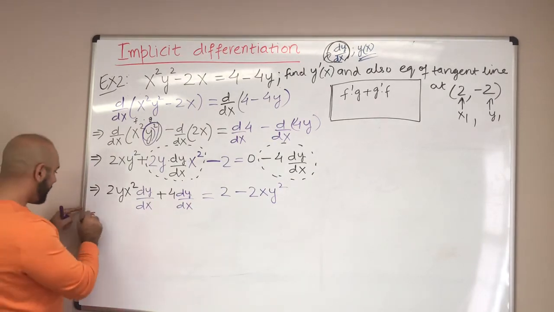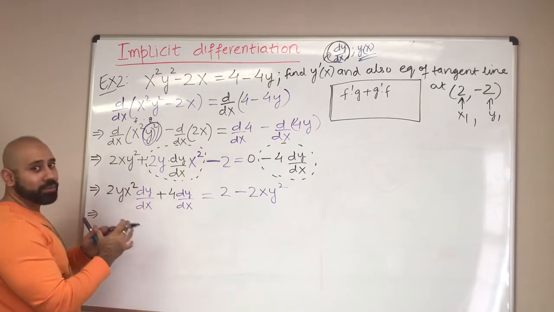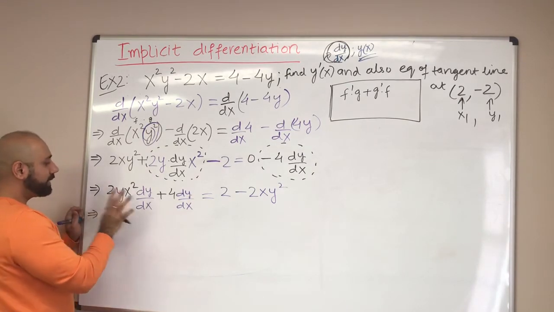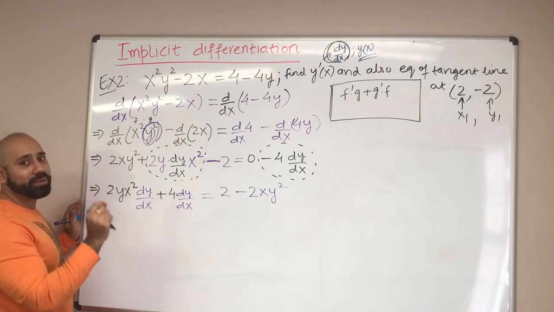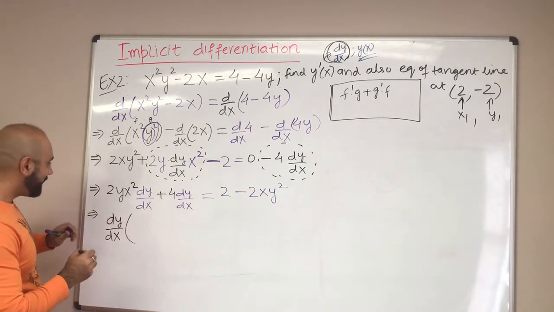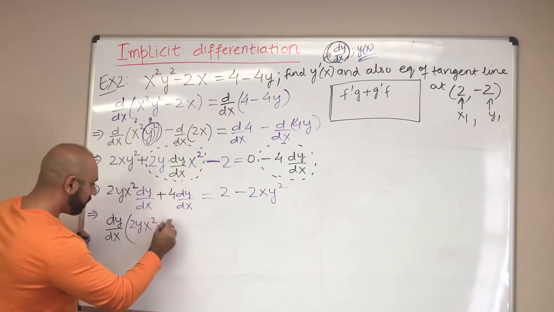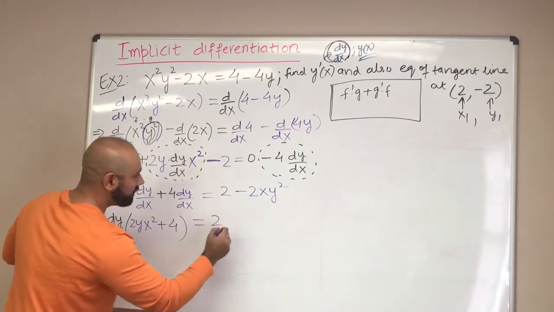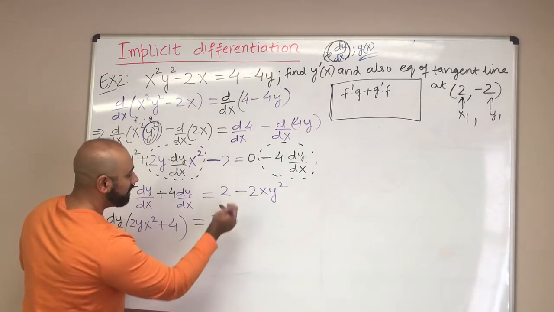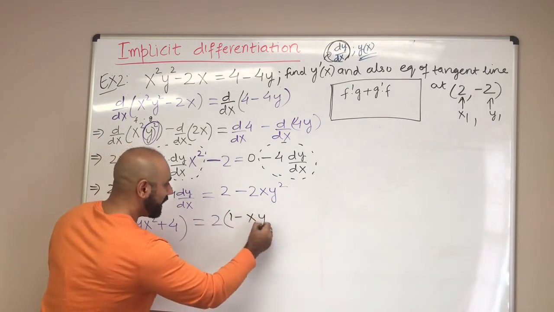From here, again, keep in mind we want the dy over dx by itself, right? So we have to take out the dy over dx as a common factor. Although I can also take out 2 as a common factor, I'm not going to do that because all I want is dy over dx. So I'm going to take dy over dx, and then let us see what is left inside the parentheses. I have 2y x squared plus 4 left here, and then on the other side we can take out the common factor, which is 2, and what is left inside is 1 minus xy squared, right?